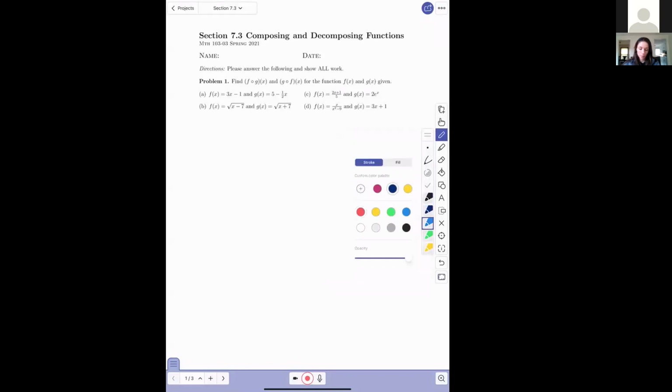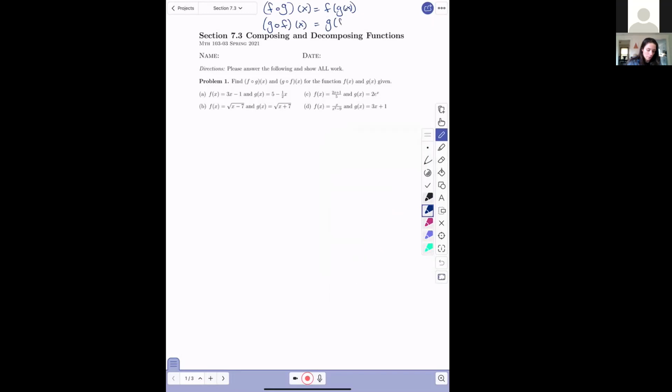So you've probably at some point in your math classes seen composing and decomposing functions. So you might have something like f, this little circle, g of x, and that's the same as f of g of x. And similarly, you might have seen g little circle f of x equals g of f of x. Okay? So all this is saying is that if you have some function, say f of x equals 2x and g of x equals 1 plus x.